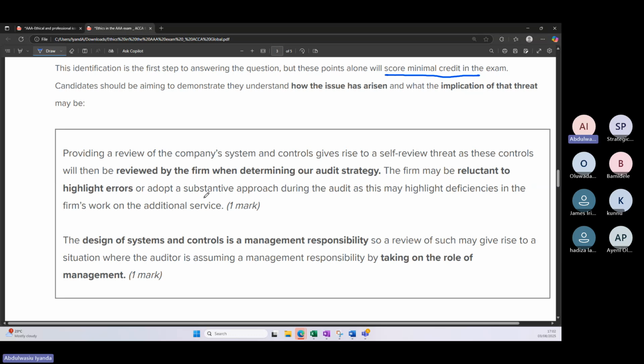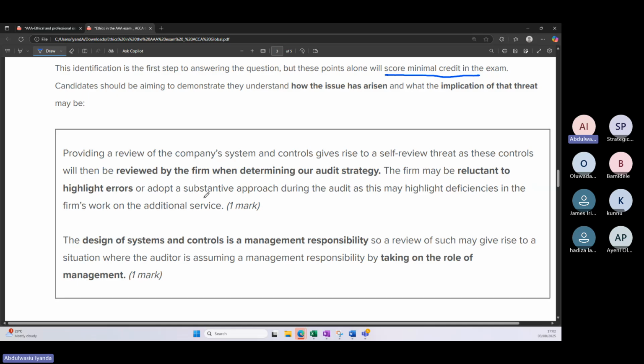So you can see the way the examiner structured their answer. Providing a review of the company's system and controls gives rise to self-review, because you are still going to come back. There's no way you are going to determine your audit strategy, or perform your audit, without the internal control. So when you give the report to the management today, and we come back next year or in a few weeks' time and say that their internal control system is not good, you are part of the team that reviewed it.